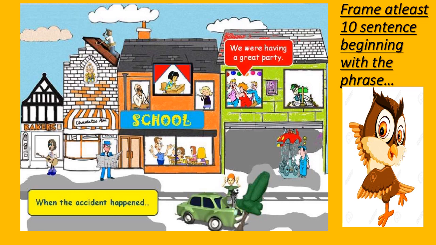Now children, you have to frame at least 10 sentences beginning with the phrase when the accident happened. And one example is given to you. When the accident happened, we were having a great party. Similarly, you have to utilize all the actions and frame at least 10 sentences. Children, you can frame around 50 sentences if you observe this picture very keenly by using all adverbs of time, place, position. So, have a nice time.